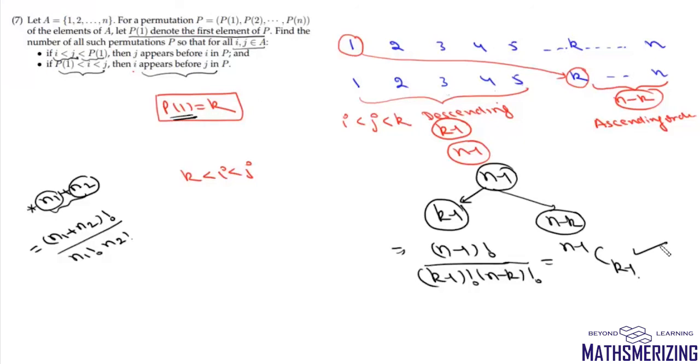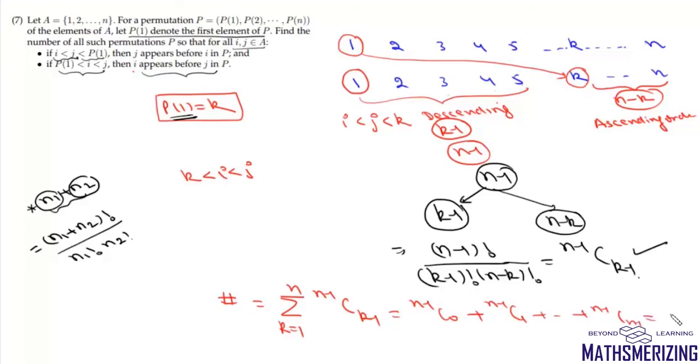Now we need to find the number of all such permutations. So the number of all such permutations is given by this summation of (n minus 1) C (k minus 1), where the value of k varies from 1 to n. So it will be this series, which is (n minus 1) C 0, (n minus 1) C 1, up to (n minus 1) C (n minus 1), which is 2 to the power of n minus 1. So the number of such permutations will be 2 to the power n minus 1.